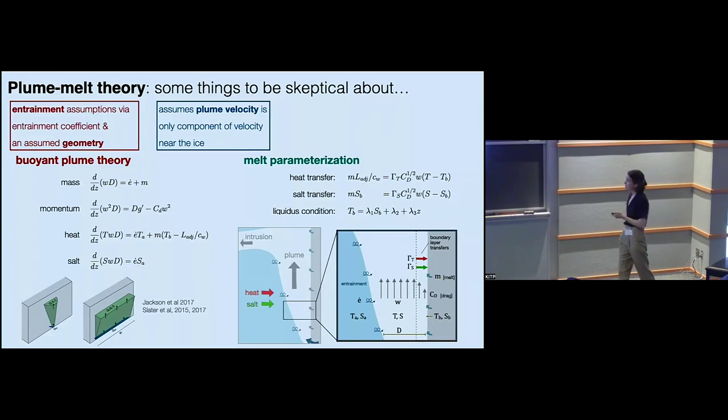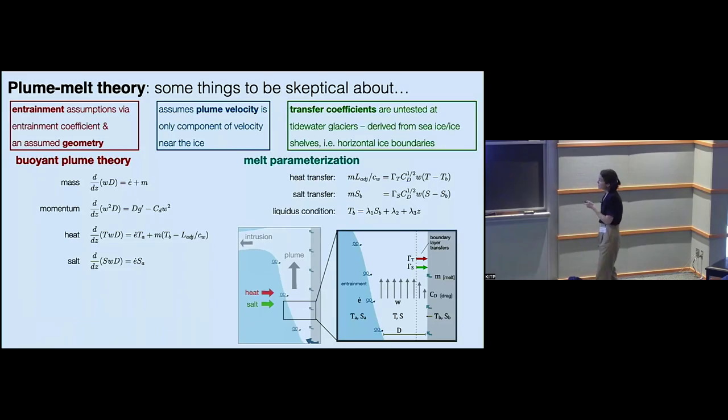Another big assumption behind applying this plume side of things is that you have to make assumptions both about your entrainment coefficient, but also about the geometry of your plume. And depending on whether you model your plume as a point source or a more distributed line source, that's going to be a really important control on how much entrainment you have, because the surface area of the plume will be a big control on how much you entrain into it.